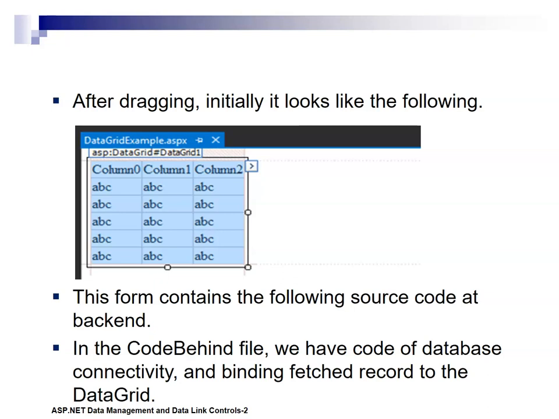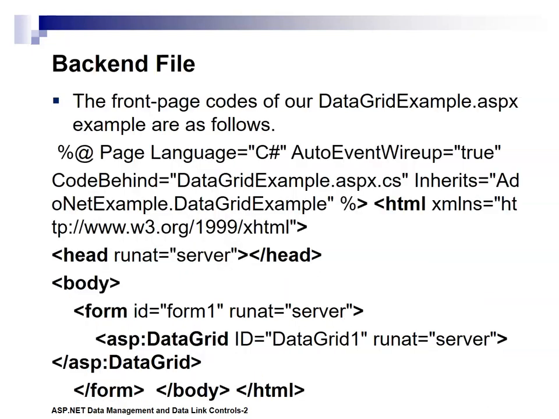After dragging, initially it looks like this figure. This form contains the following source code at the backend. In the code behind file, we have the code of database connectivity and binding the fetched records to the data grid. The front page code of our DataGridExample.aspx is as follows.